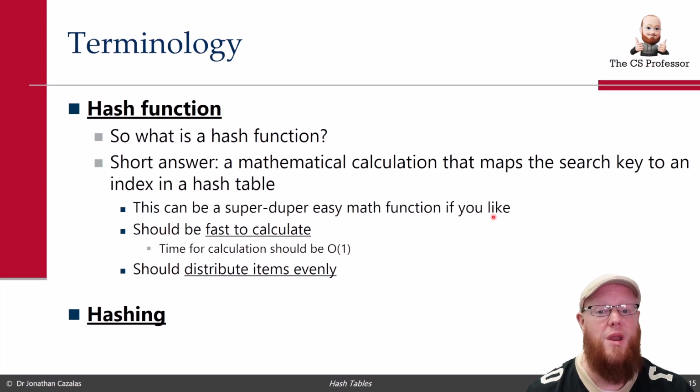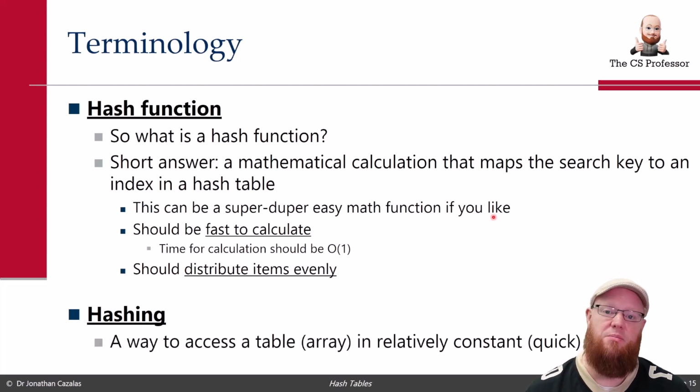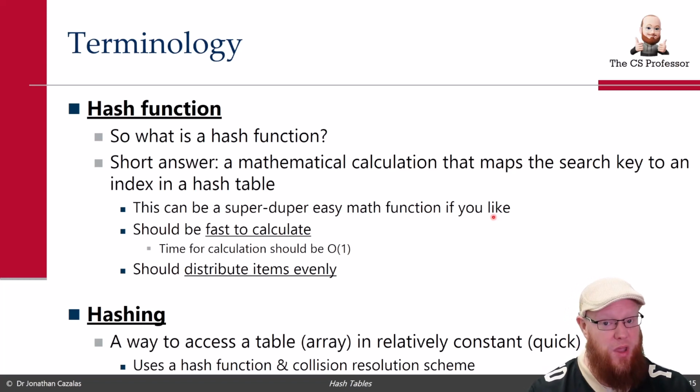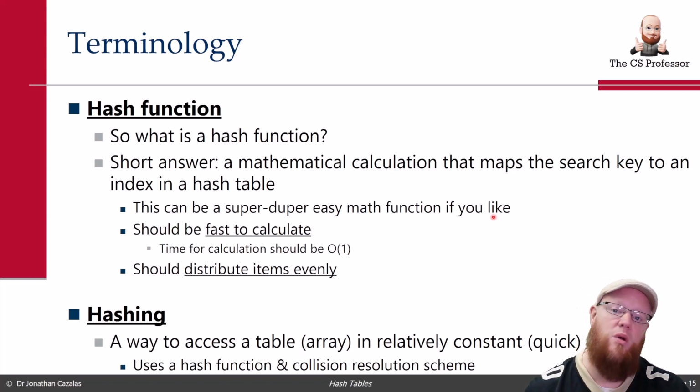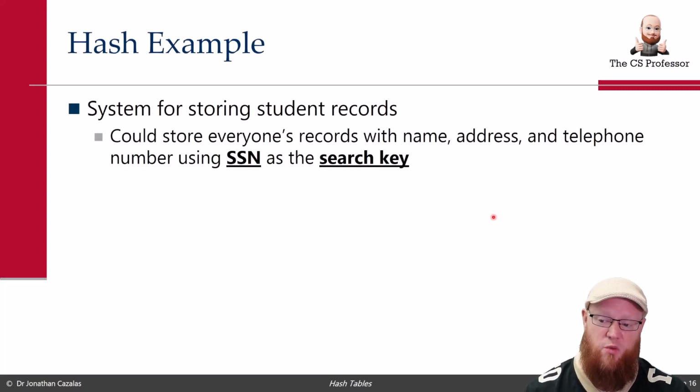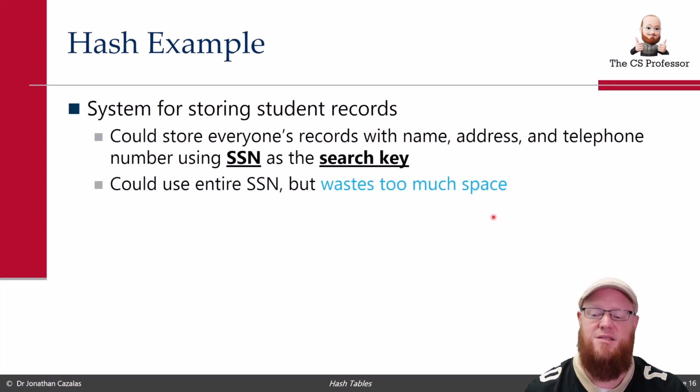What is hashing? Hashing is simply the way to access a table in a relatively quick or constant time. We're going to use a hash function to determine this smaller index into a reasonably sized hash table. And we're also going to have to use what is called a collision resolution scheme, which we'll go over. But first, an example. Let's say we have a system for storing student records. We could store all of the records with the name, the address, the telephone number, and we're going to use the social security number of these students as the search key.